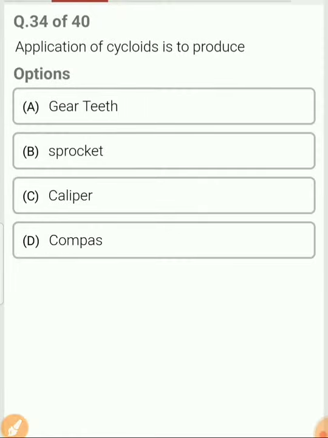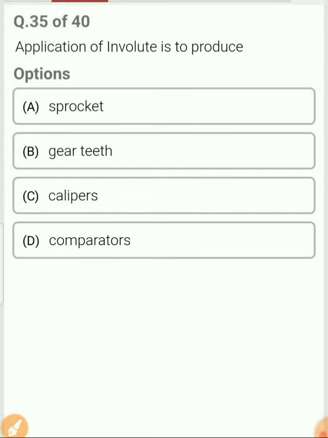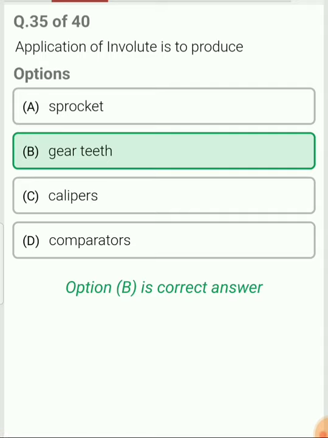Next question. The application of cycloid is used to produce what? You need to remember the application of cycloid, and it is used to produce the gear teeth. The application of involute is to produce the gear. Fine. So the application of involute and cycloid is to produce the gear teeth.